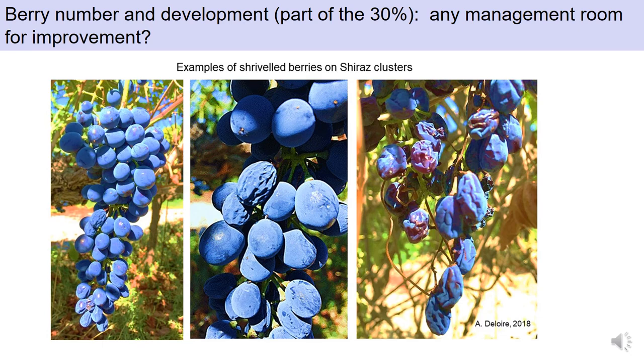So this is something which is very important in terms of yield component. It's part of the 30%, and we are doing a lot of studies on that topic. And the Australian colleagues are studying what we call the programmed cell death within the pulp of the fruit, which is as well part of yield loss in terms of berry shriveling and berry water loss.